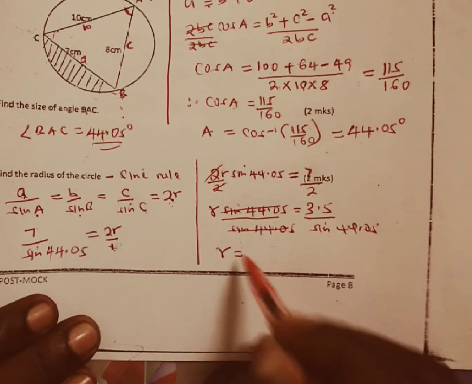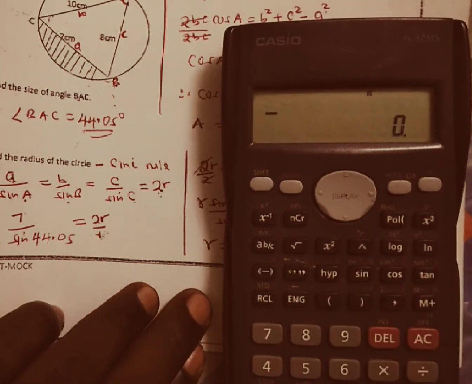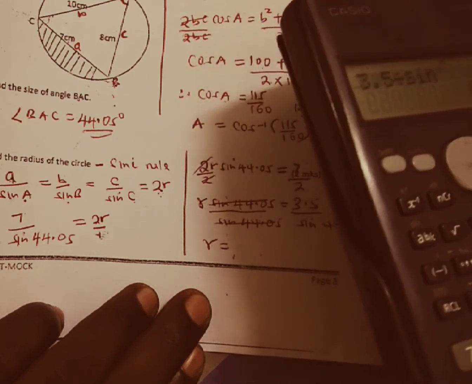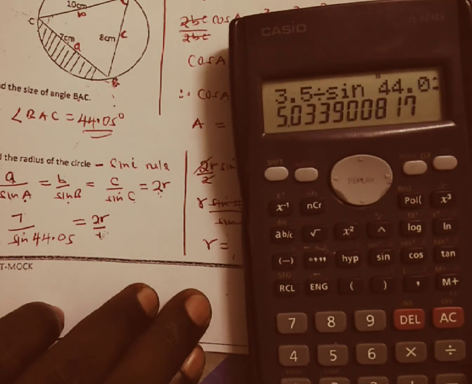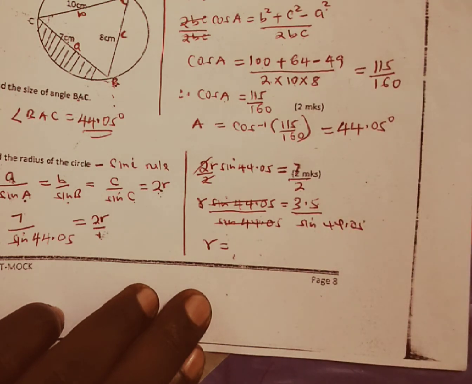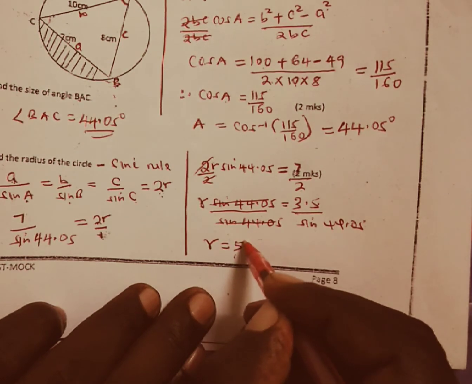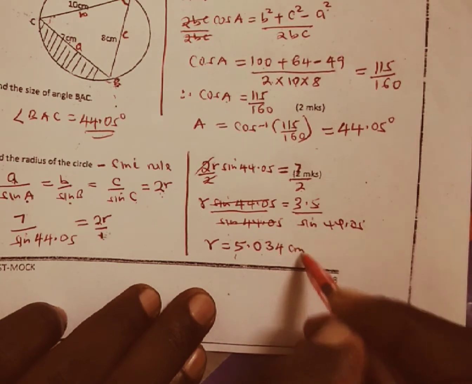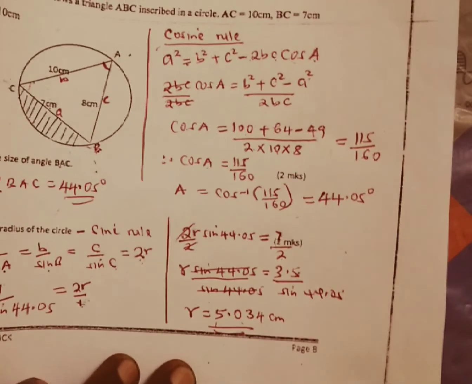So our r is equal to 3.5 divided by the sine of 44.05, and this gives us 5.0339, which is approximately 5.034 centimeters, and that is the answer to that particular question.